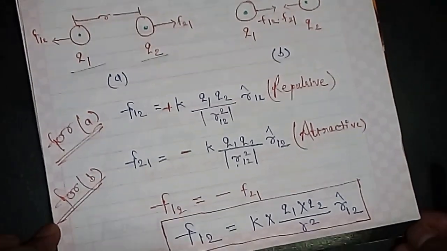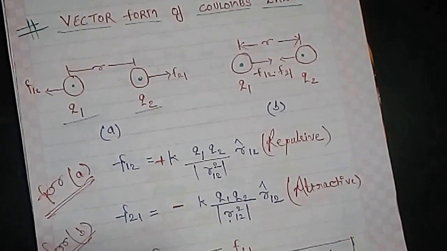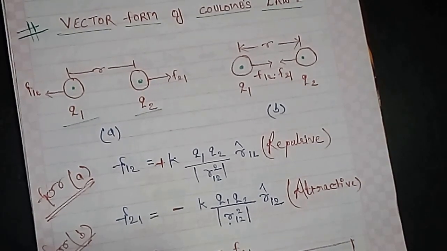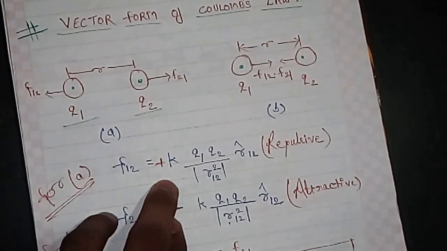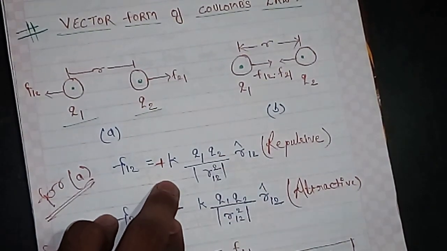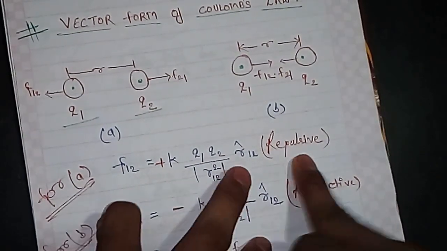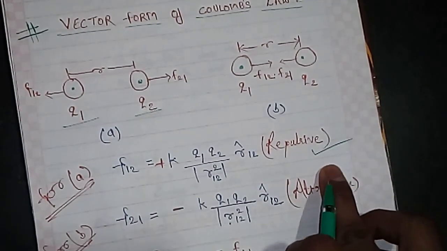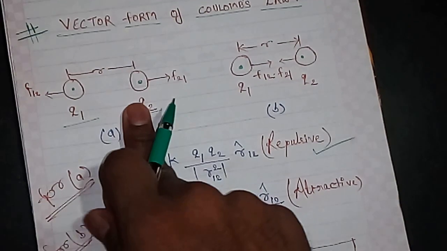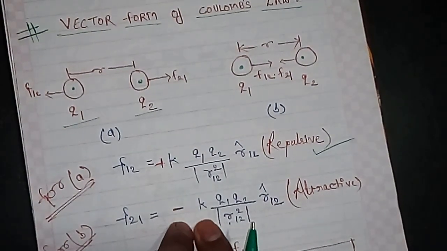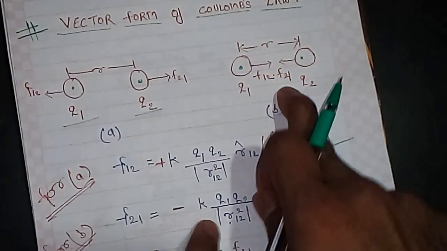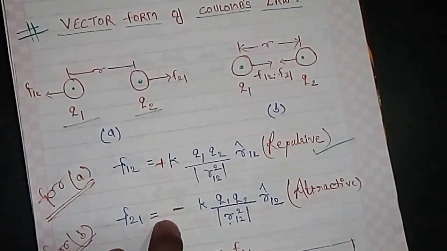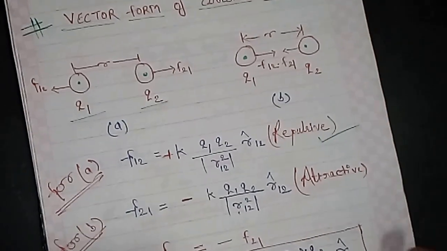So we saw that the positive sign in the equation represents that the force is repulsive between both the charges, and the negative sign represents that the force is attractive between the charges. So the sign also represents this.